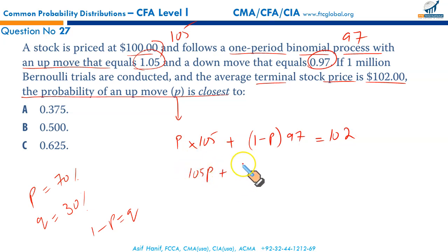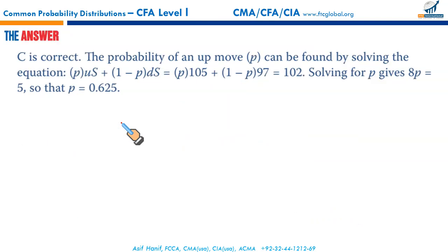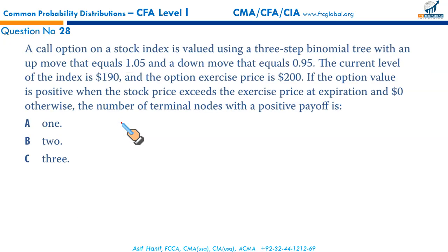105P plus 97 minus 97P is equal to 102. 105 minus 97 gives you 8P, and 97 when taken to the other side gives you 5, which means P is equal to 5 by 8, and 5 by 8 means 0.625, which is 62.5. So that's the P. Fairly straightforward question. Now this one, a good one, a little time consuming as well.